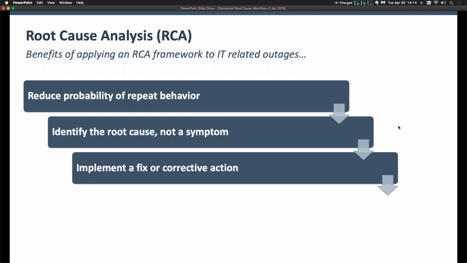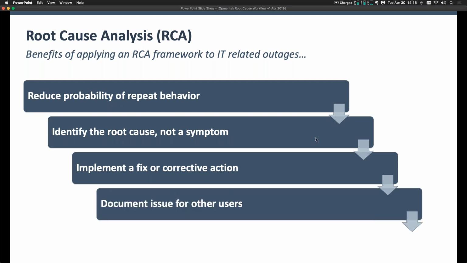So they've lost that opportunity, which means you're back to item number one, reduced probability of repeated behavior. Because if you can't gather enough information quickly and accurately, and can't use that information to focus on determining a root cause, then you can't implement a fix or a corrective action. And of course, your probability of having repeat behaviors goes up.